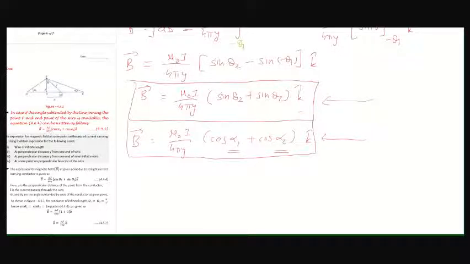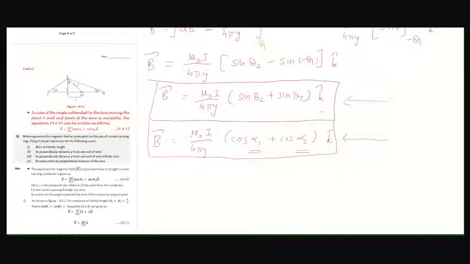So that was the formula, and then we will see special cases. In the next video we will see special cases.